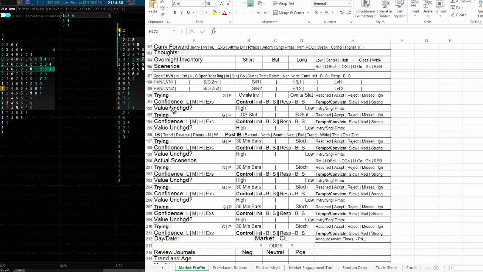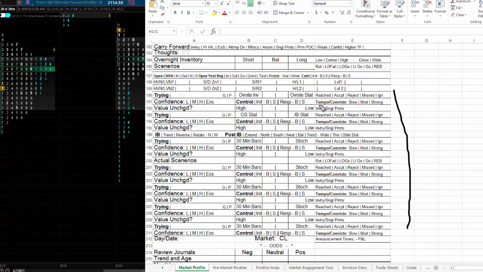What's the confidence? High, medium, low, excessive, who's in control? Because this can change during the day. And like I said, I do this while the day is going on. Who's in control? Is it initiative, away from balance? Is it buyers or sellers, or is it responsive? Was there a move and now it's heading back? What's the tempo like? What's the conviction like?